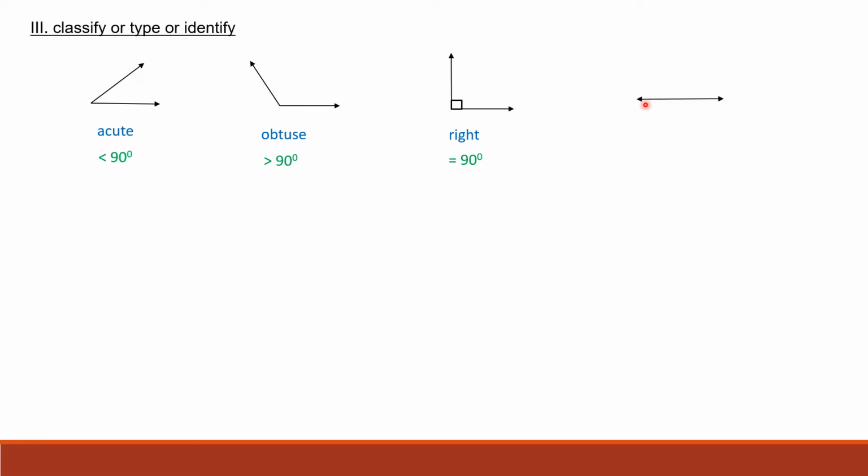We do know that collinear means a straight line, but this is not a collinear angle. This is called a straight angle. And because it's a straight line, a straight angle, we know it's exactly 180 degrees.